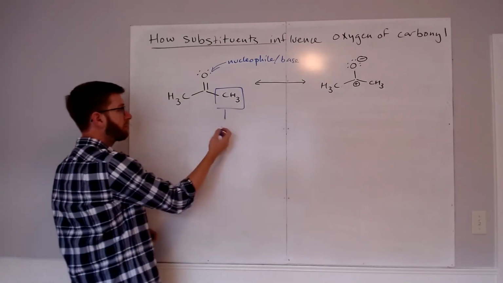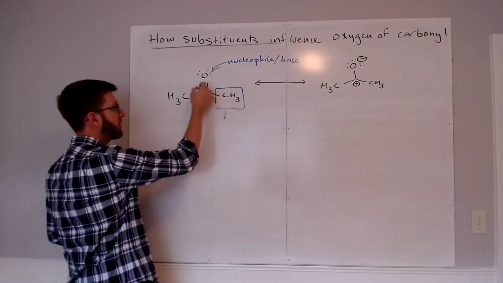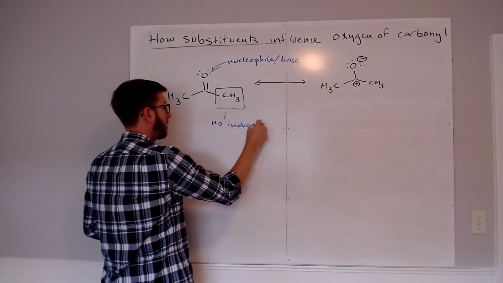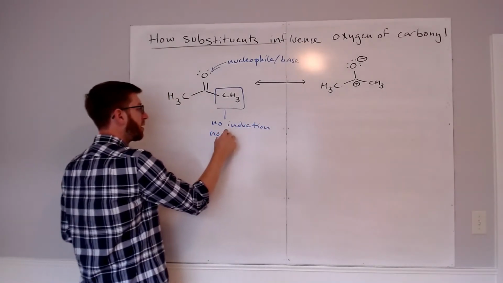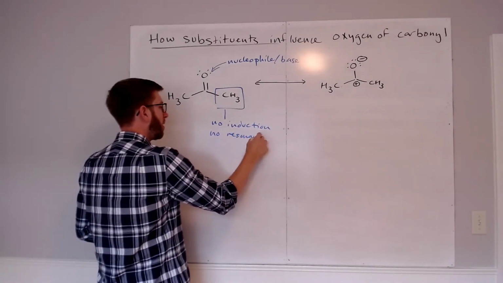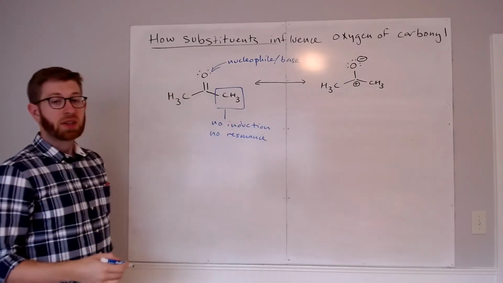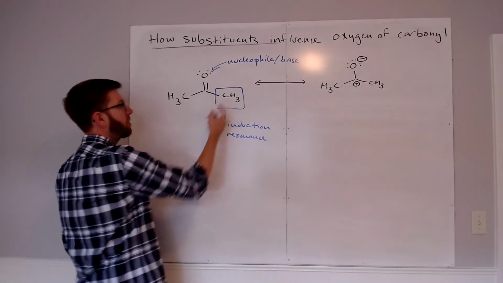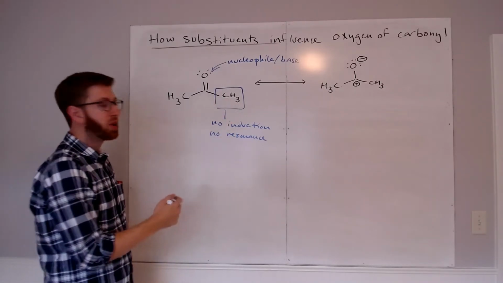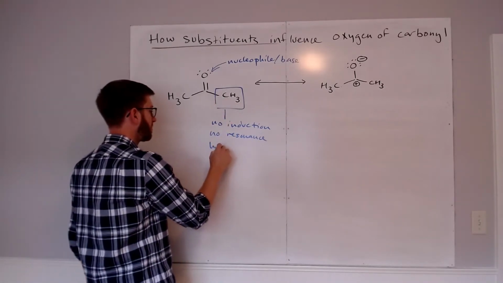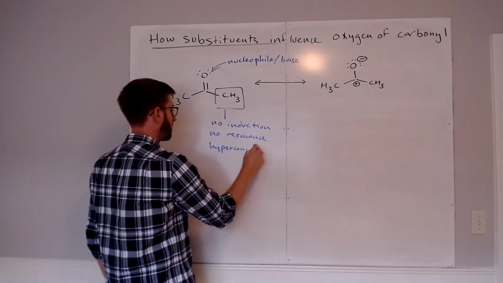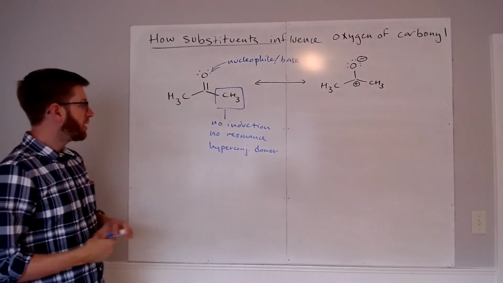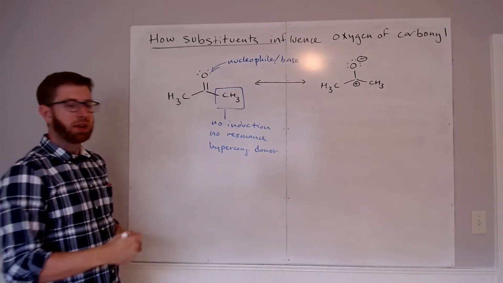We know that there's not really any inductive effect here because of the nature of the carbon-carbon bond, so we'll say no induction. We know that there's no resonance because this carbon has no electrons that it can donate via a pi bond. But there is hyperconjugation. We know that this alkyl group is a hyperconjugative donor. So what that basically tells me is that we have a weak net donor.